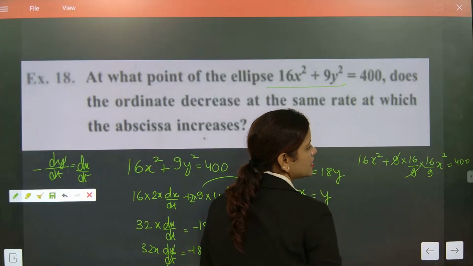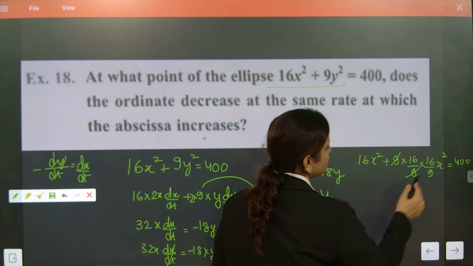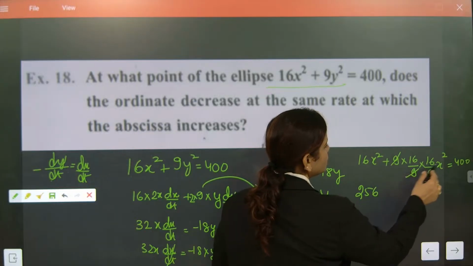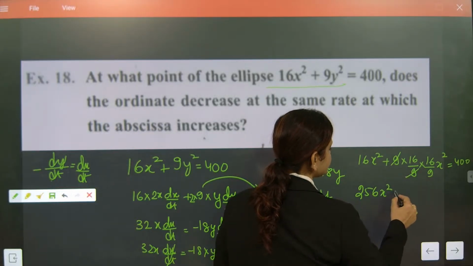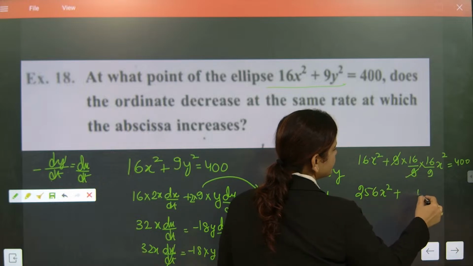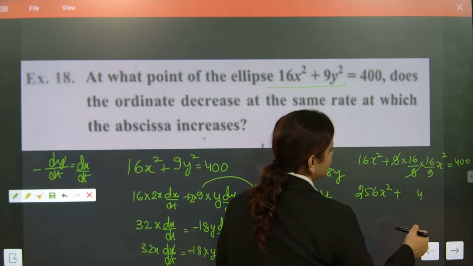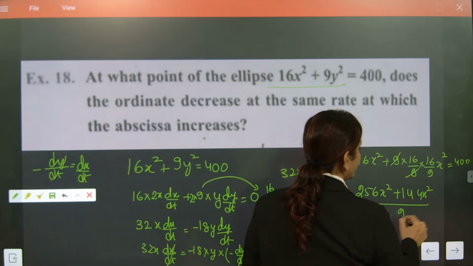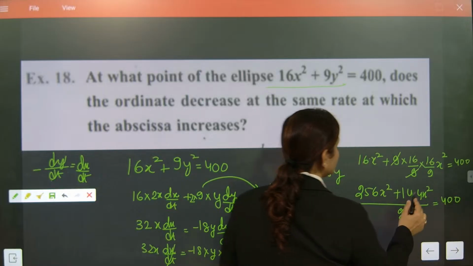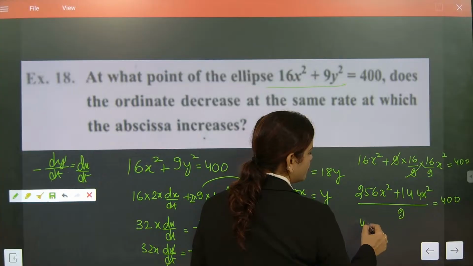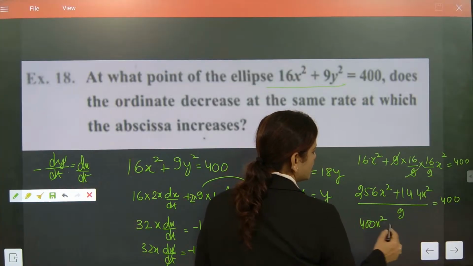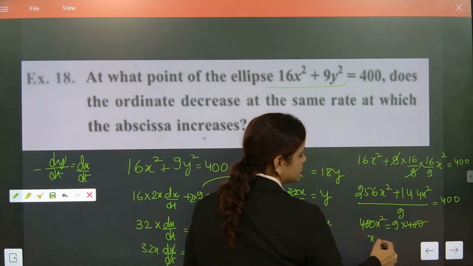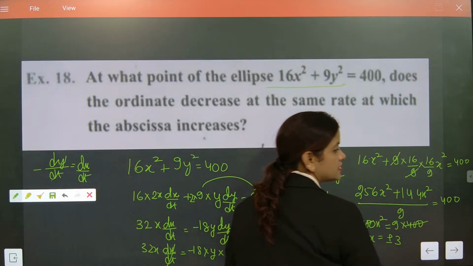This and this will get cancelled. So now how much will it become? 16 will become 256. 256 x square plus 144 x square by 9 is equal to 400. So in total it is coming as 400. 400 x square is equal to 9 into 400. So this and this will get cancelled. So x will come as plus minus 3.